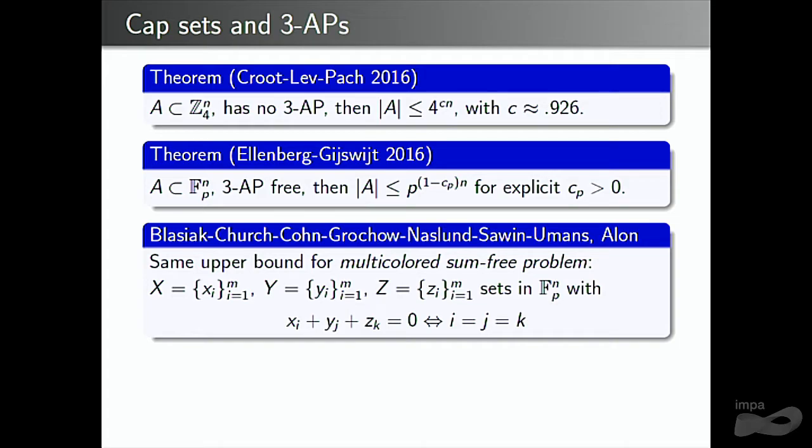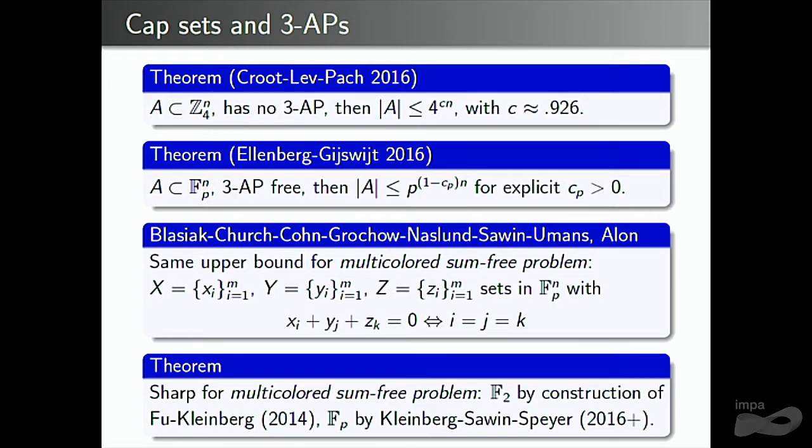This is called the multicolored sum-free problem, and the reason it's an extension is because you can take X and Y to be A, and Z to be minus 2A, and then if A is 3-AP free, these three sets form a multicolored sum-free set. And this proof actually shows the same bound for the multicolored sum-free problem. And then this is sharp. For F_2 by a construction of Fu and Kleinberg, and then for F_p by Kleinberg, Sawin, and Speyer, and then a conjecture proved by Pebody, it's sharp.